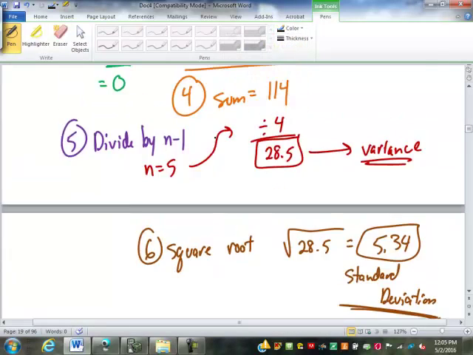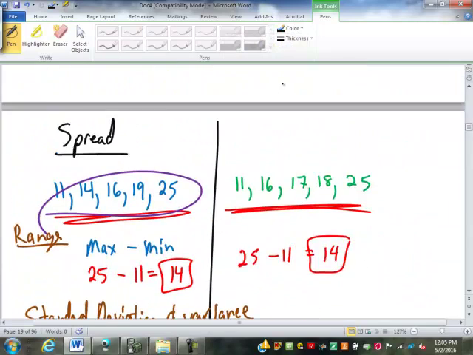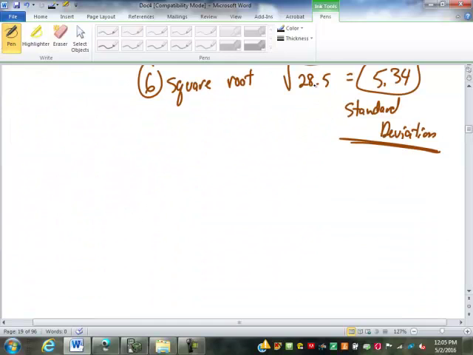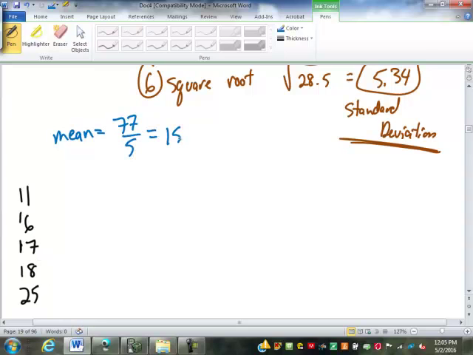Now let's quickly go through this other data set here, the 11, 16, 17, 18, 25. First thing I need to do is find the mean. Well, let's see, I've got 27, 34, 52. 77 divided by 5 is 15.4.